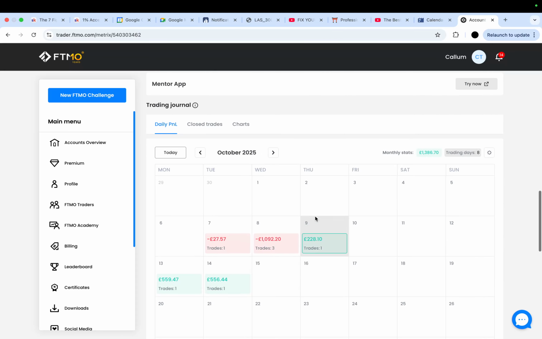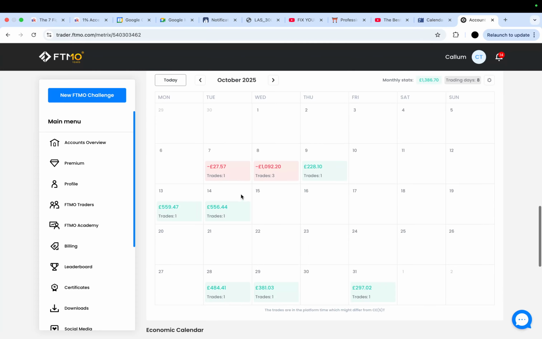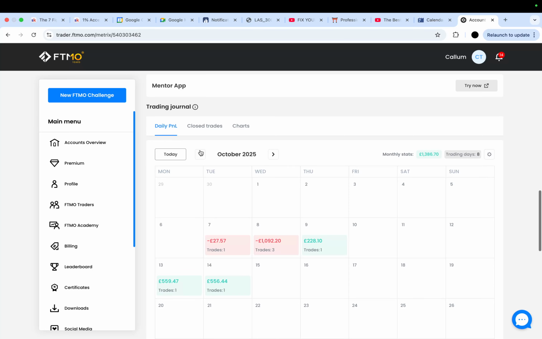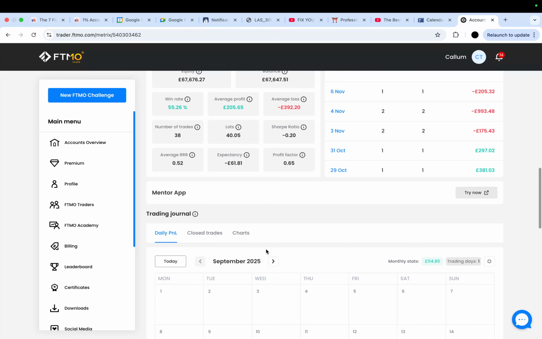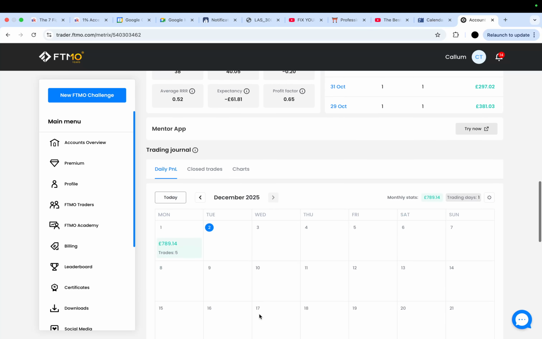And then you can see here, when I first started, I had a few good days, and I was like, whoa, I'm the best. Yeah, little things like that. And when I first started, I took one trade, and I was like, whoa, 100 quid. And that was my first ever trade in a funded account. And now here we are.